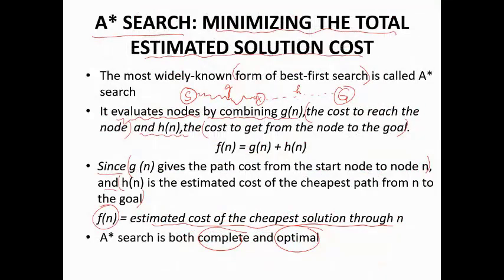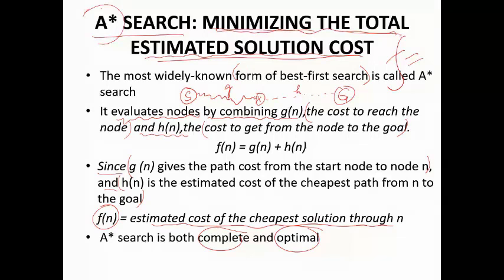Okay, let's go to the next one. So this is one of the famous algorithms, A star search. It will minimize the total estimated solution cost. So it will minimize function f, always it will try to minimize the total estimated solution cost.